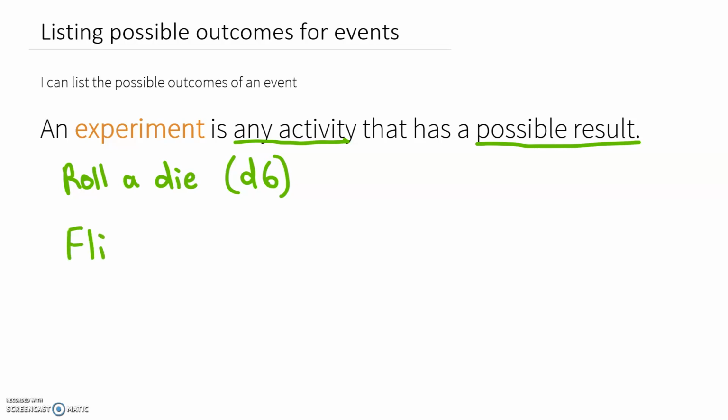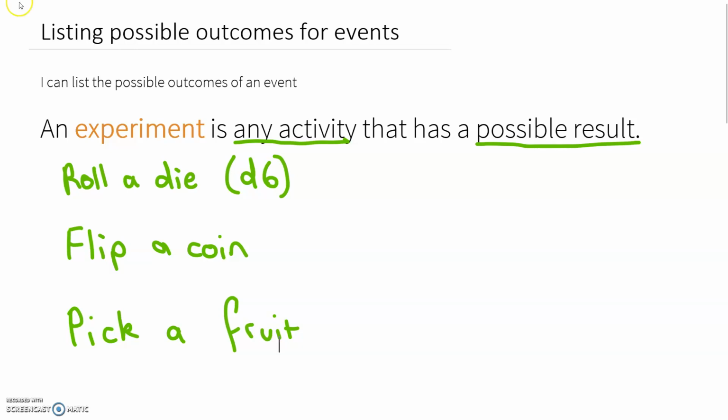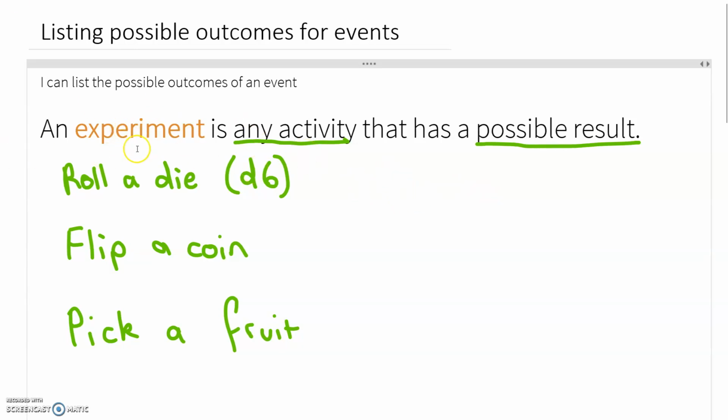We could flip a coin. That's another experiment. Okay, because we could get heads or tails. It's something that we do, it's an activity, and it has possible results. Another one could be picking a piece of fruit from a bowl. Okay, so if you get a fruit bowl at home and you pull out a random fruit, you might get an apple, you might get an orange, you might get a banana, you might get a mandarin, or other fruits. So all of these are experiments. They're an activity that has a possible result. These are just some really common ones. Sometimes you'll see pulling a card out of a deck as well, but they're all called experiments.